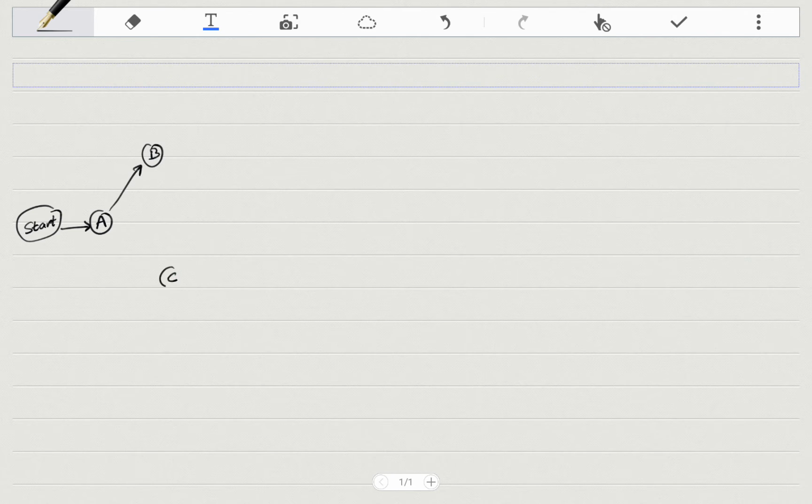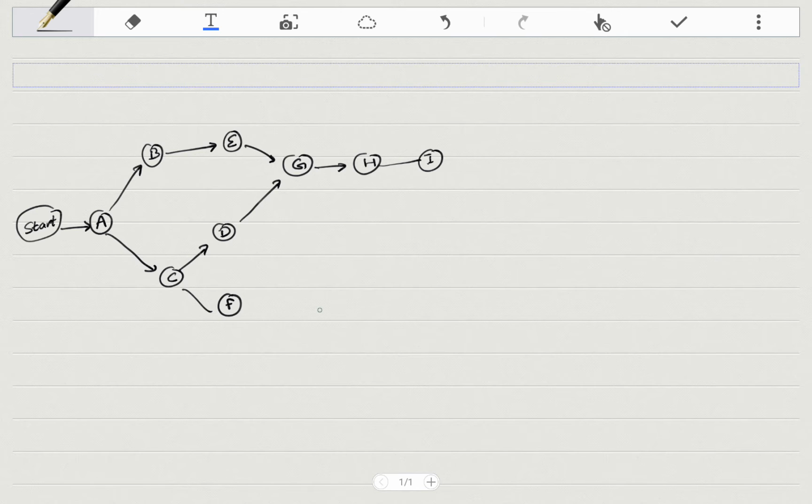C has a predecessor, that's A. D has one predecessor, that's C. E has one predecessor, that's B. F has one predecessor, that's C. G has two predecessors, D and E. H has one predecessor, that's G. I has one predecessor, that's H. J has one predecessor, that's F. K has two predecessors, I and J.